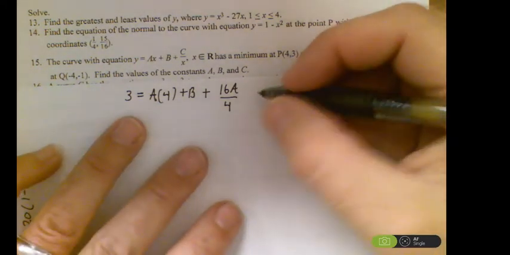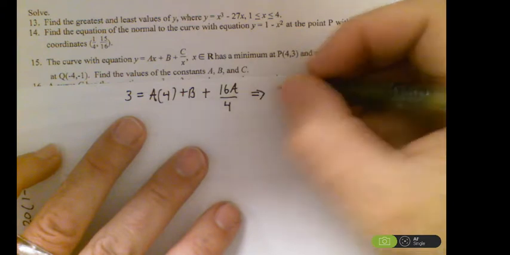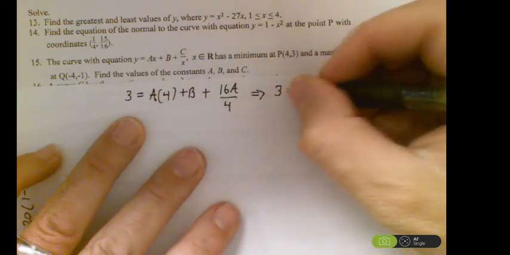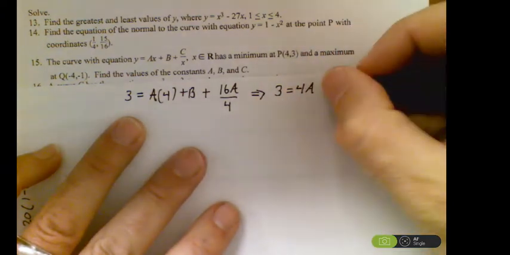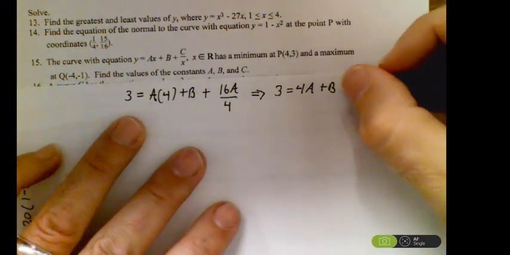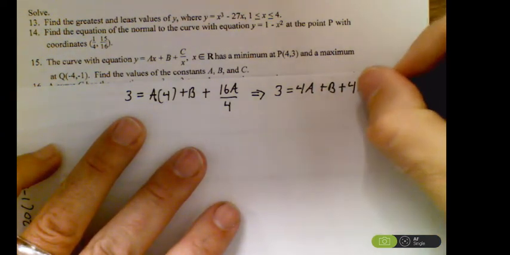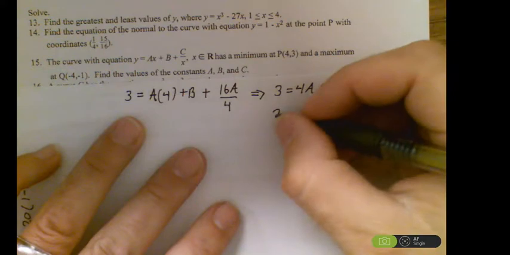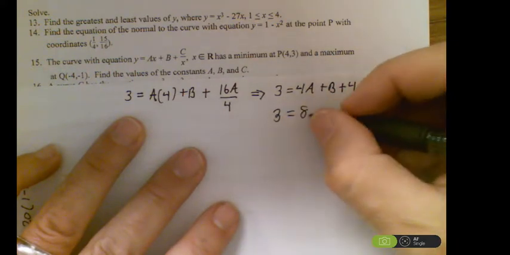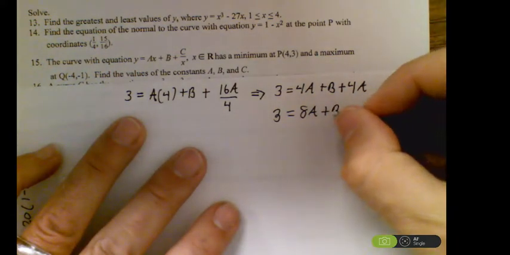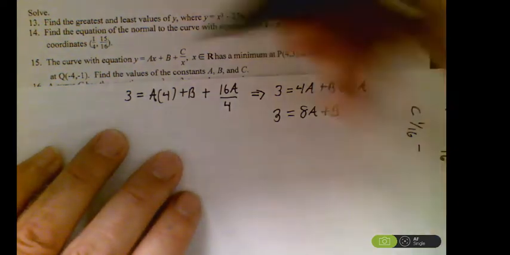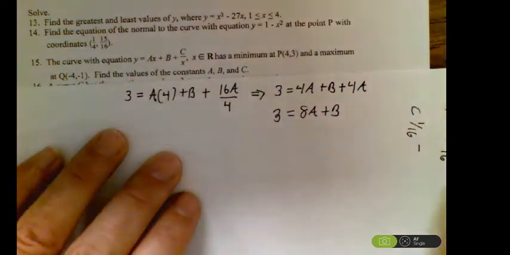So with that, we can do a little cleanup on that. Let me get a little better equation to work with. So 3 equals 4a plus b plus 4a, which is obviously going to be 8a. So 3 equals 8a plus b. So there's one equation that we have. Let's do the same thing for this information to get a second equation.